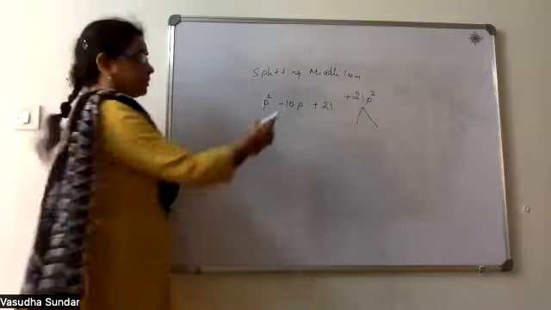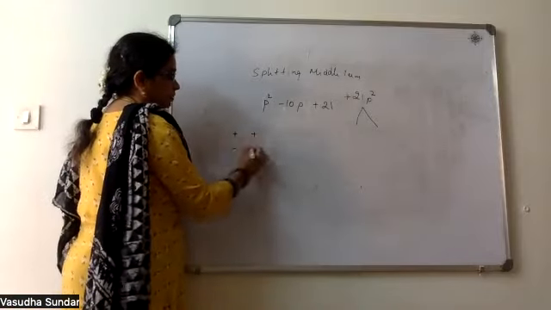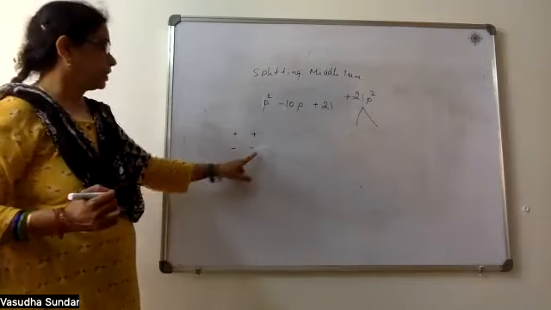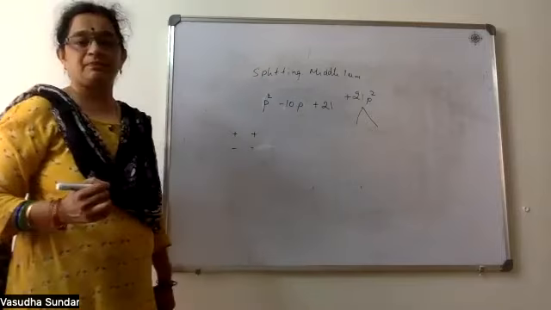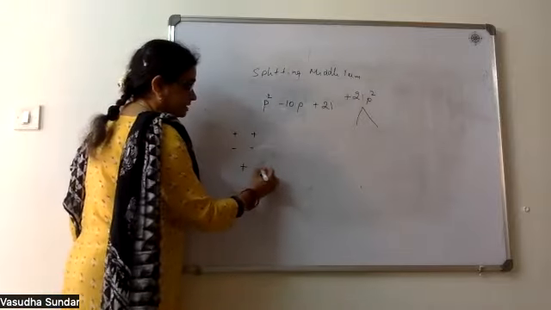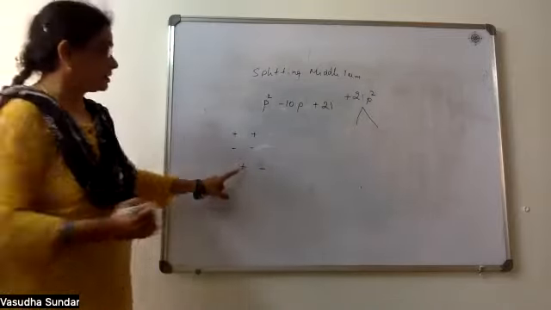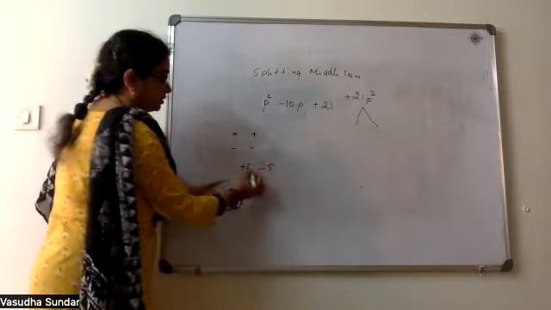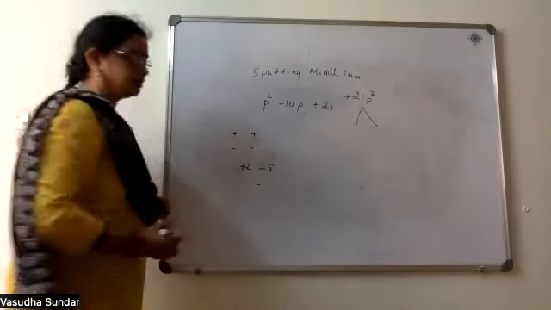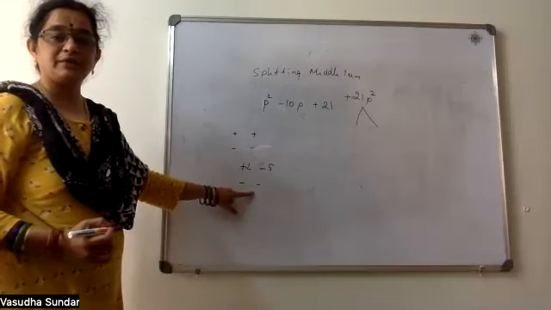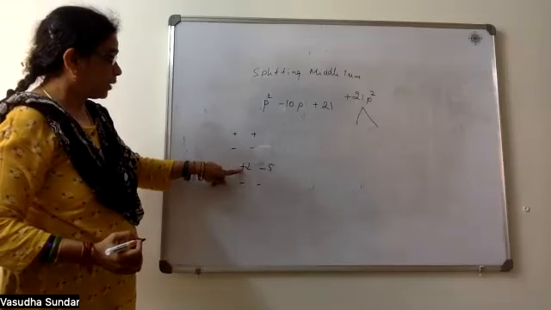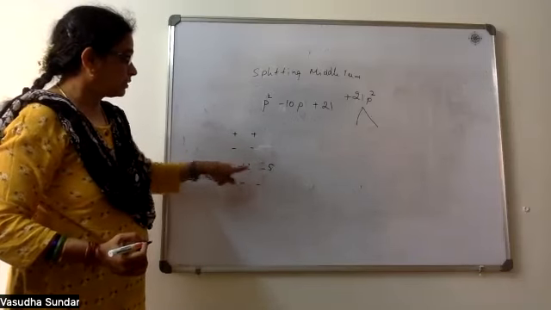When will you get product plus? When both are plus or both are minus, correct? When both are plus, product is plus. When both are minus, minus into minus is plus. When will you get a negative sign? When you have 1 plus and 1 minus and the greater number is negative. Suppose 5 and 2, that time your answer will be negative. Or both are negative, when you add. But when you have 1 plus and 1 minus, the product will be negative.